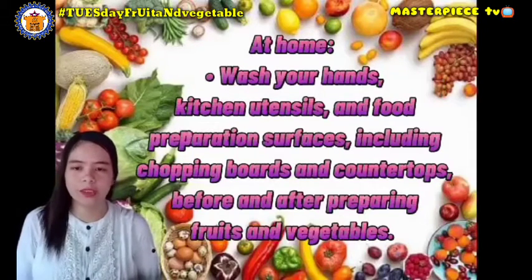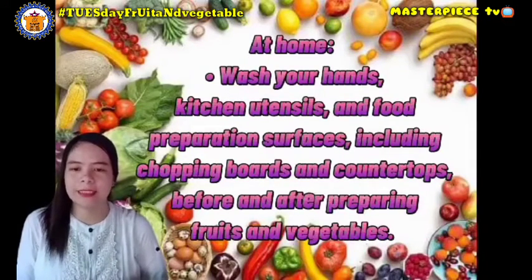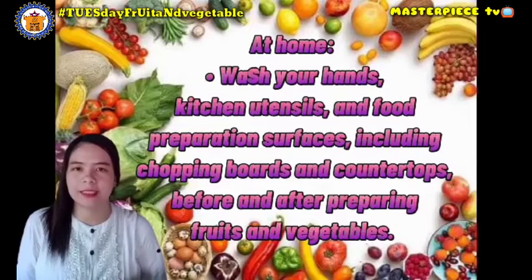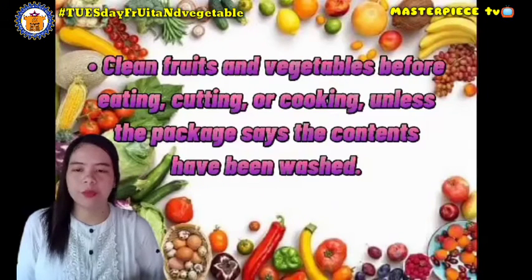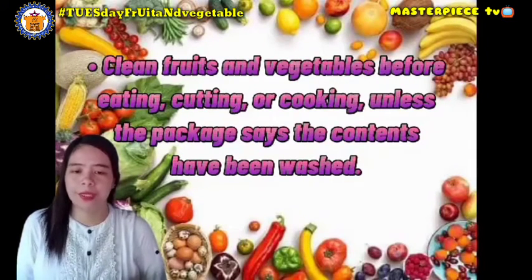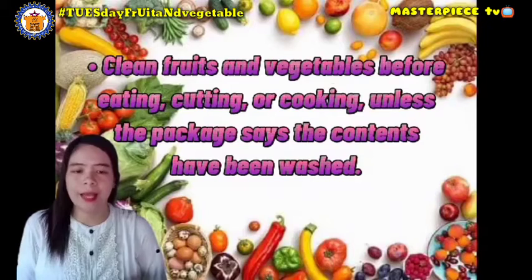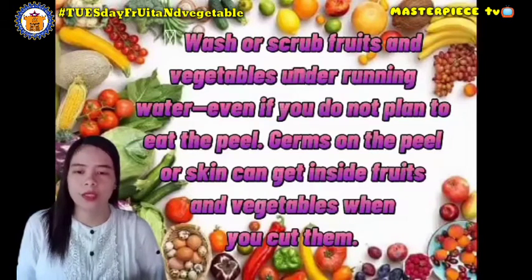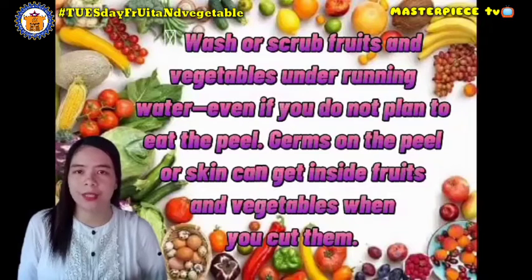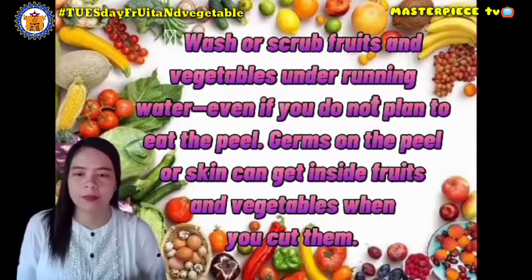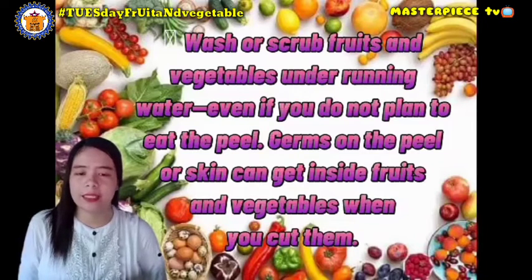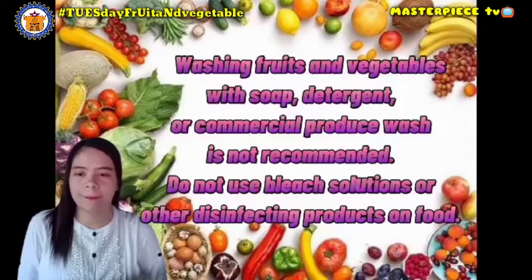At home, wash your hands, kitchen utensils, and food preparation surfaces, including chopping boards and countertops, before and after preparing fruits and vegetables. Clean fruits and vegetables before eating, cutting, or cooking, unless the package says that contents have been washed. Wash or scrub fruits and vegetables under running water, even if you do not plan to eat the peel. Germs on the peel or skin can get inside fruits and vegetables when you cut them.